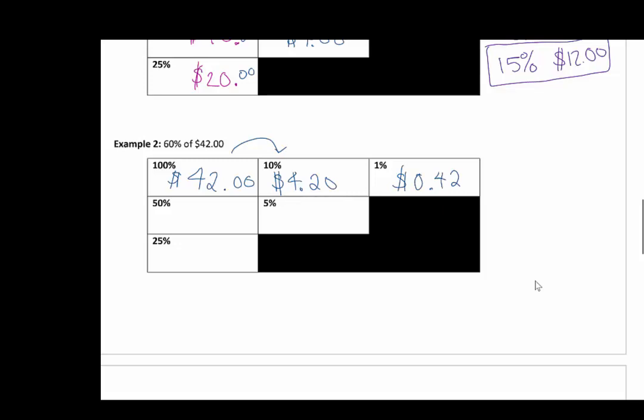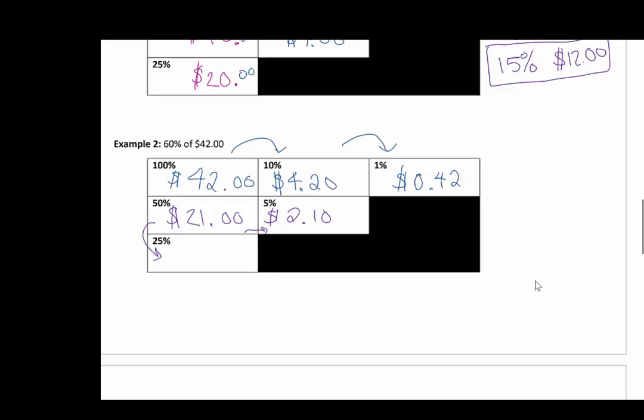If you notice, the decimal just moved over 1 and moved over 1 again. Each time we went over, I divided by 10 or moved the decimal 1 left. Now to go down in our chart, we just need to divide by 2. So half of 42 is just going to be $21. Half of $4.20 is going to be $2.10. Notice, to get from 50 to 5, I just moved the decimal place over. So it doesn't matter how you find 5%. You can either divide 10% by 2 or take 50% and move the decimal 1 to the left. Either way works. Now, how do I get 25%?